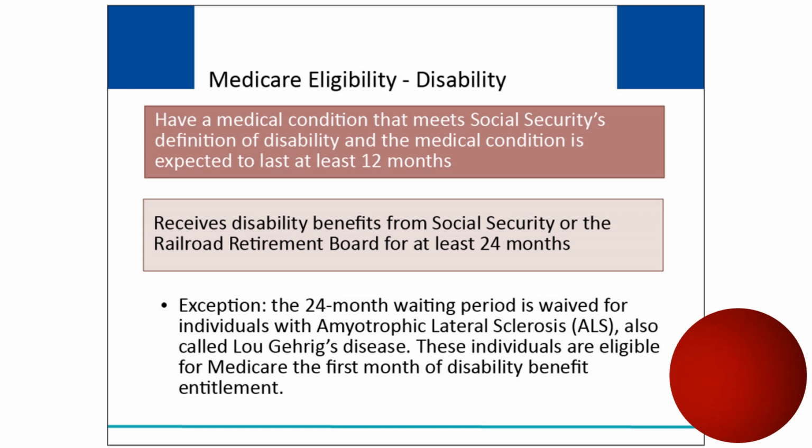Medicare eligibility, disability. In order for an individual to become eligible for Medicare due to disability, the individual must have a medical condition that meets the Social Security definition of disability, and the medical condition is expected to last at least 12 months. The individuals must also receive disability benefits from Social Security or the Railroad Retirement Board for at least 24 months. The 24-month waiting period is waived for individuals that suffer from ALS, also called Lou Gehrig's disease. These individuals are eligible for Medicare the first month of disability benefit entitlement.